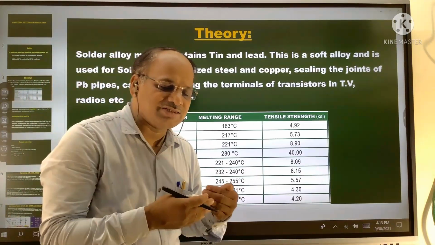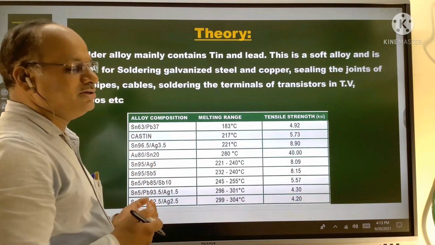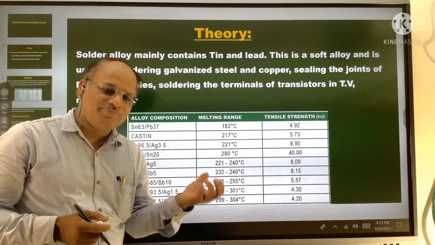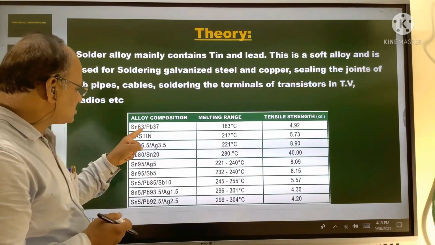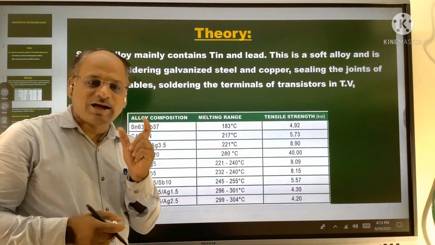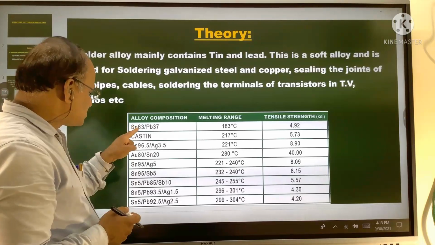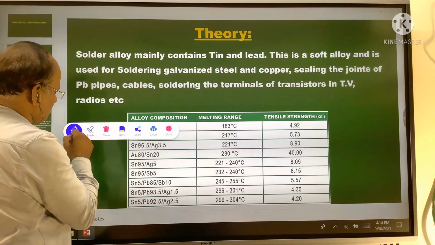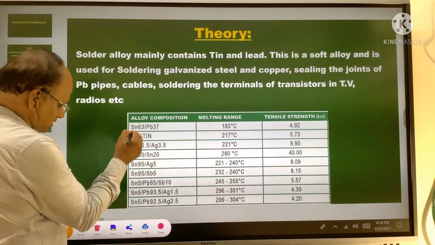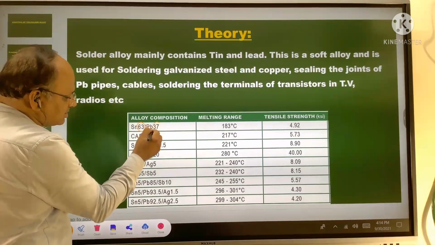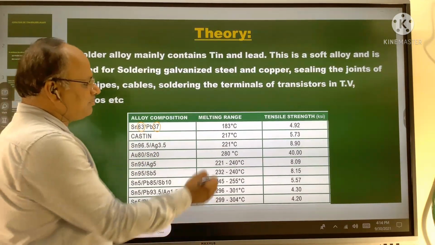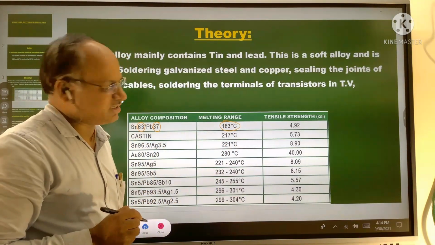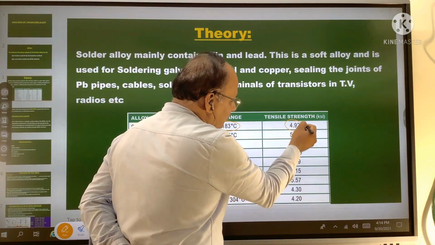Okay, the various alloys of tin solder. First is the one mainly used for soldering of the electronic devices, that is tin 63 and lead 37. The composition is given in percentage. Here 63% is tin and 37% is lead. The melting point of that alloy is 183 degrees Celsius and the tensile strength is 492.